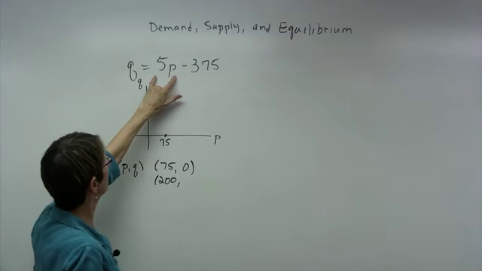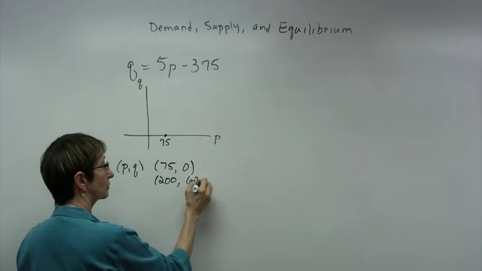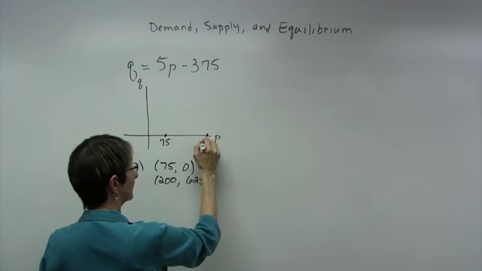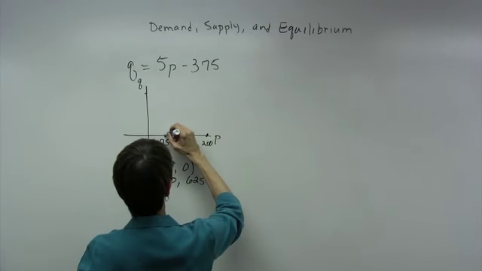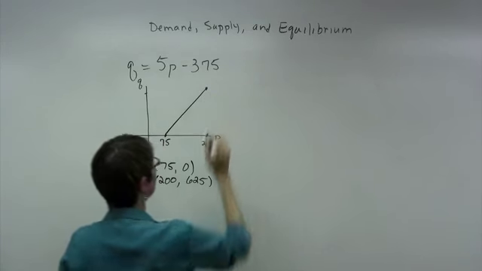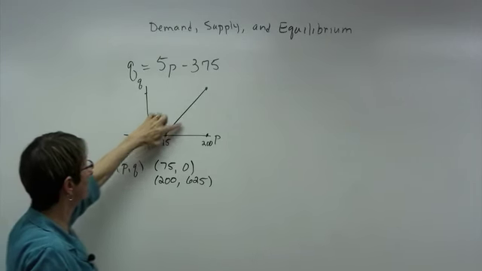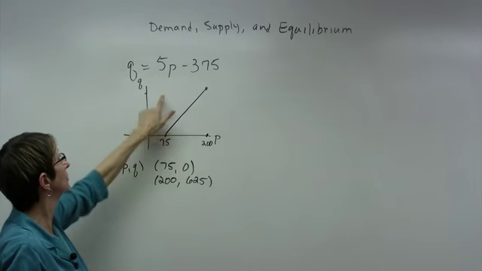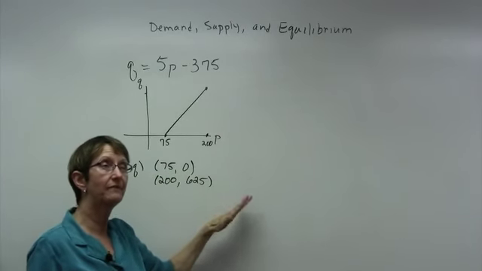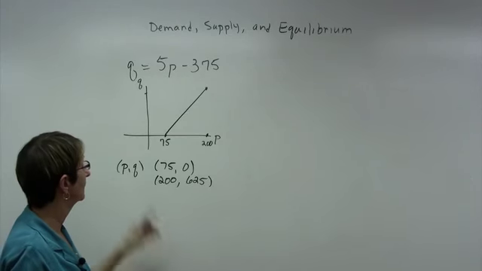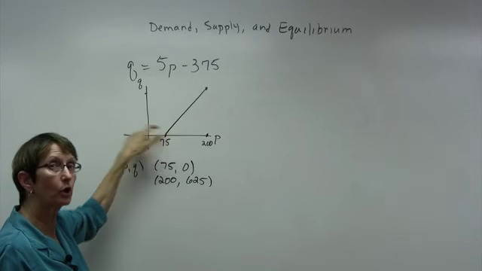Let's jump up to 200. If I plug 200 in here, I have 5 times 200 is 1,000. 1,000 minus 375 gives us 625. So if P is a price of $200, then Q is 625. If P is a price, Q is the quantity, at a price of $200, we'll have 625 items available for purchase. But at a lower price, there will be fewer available.